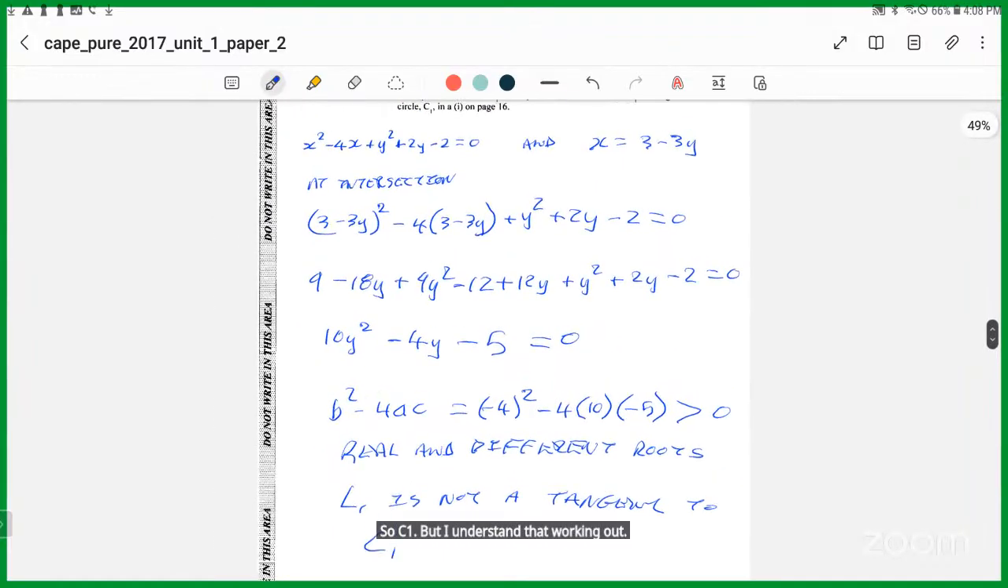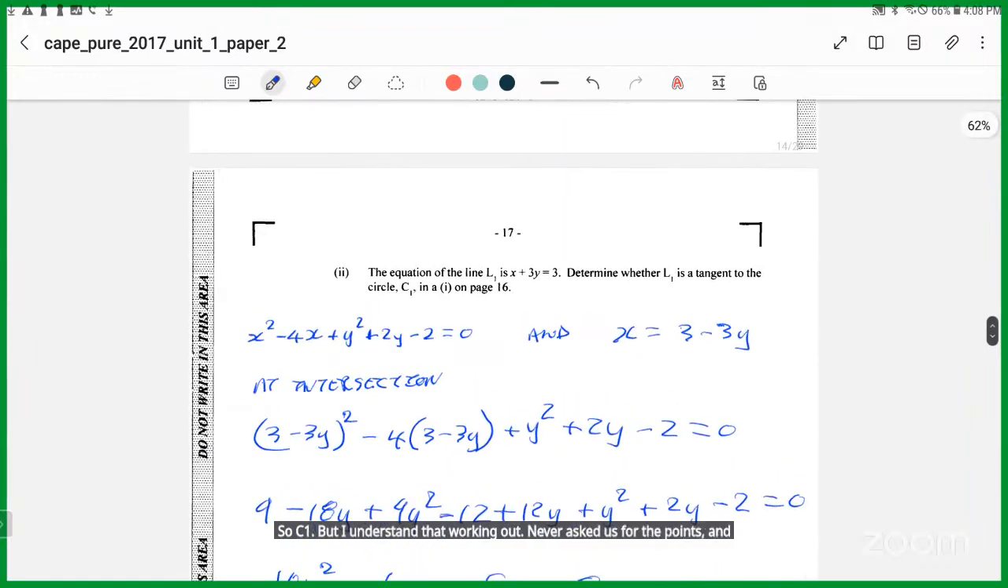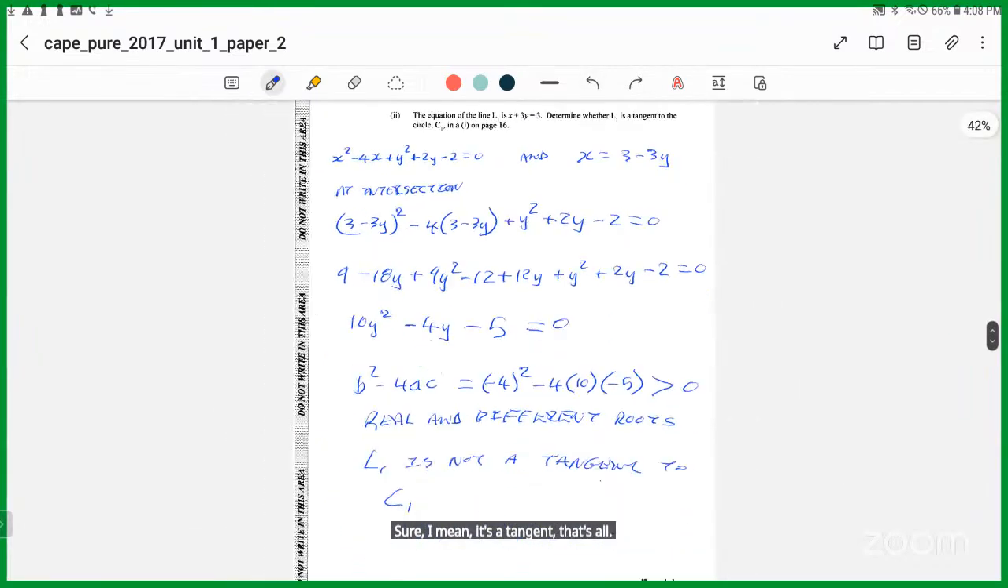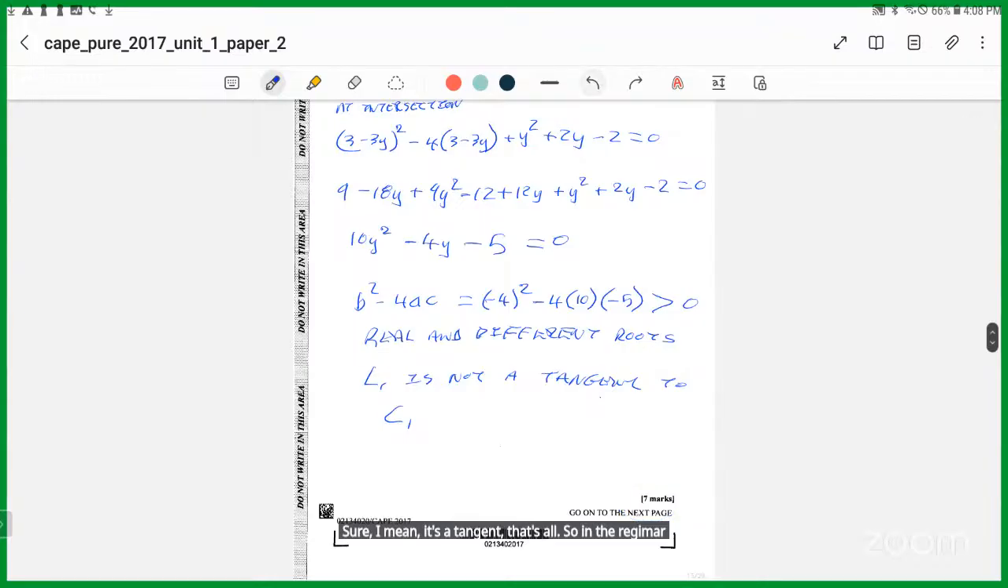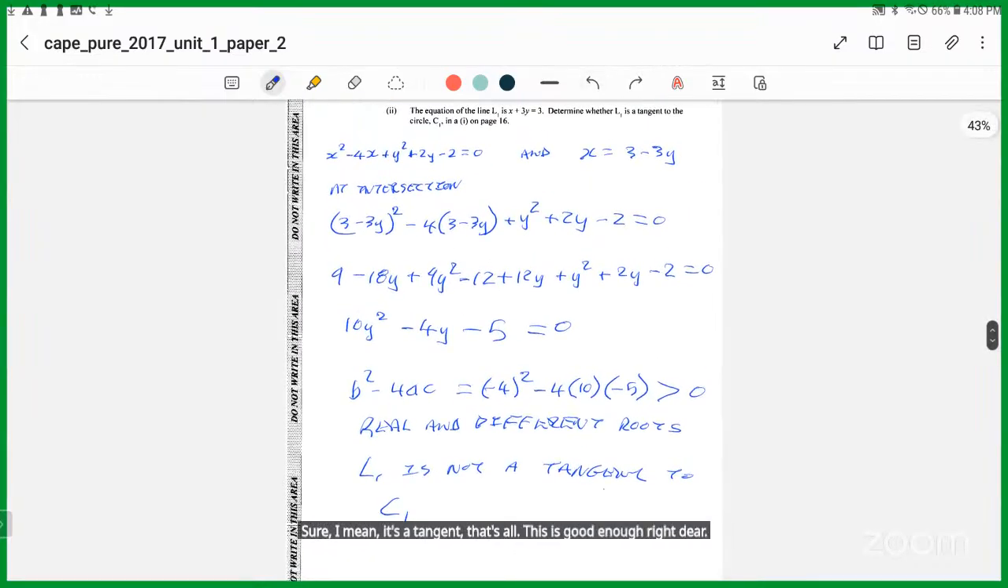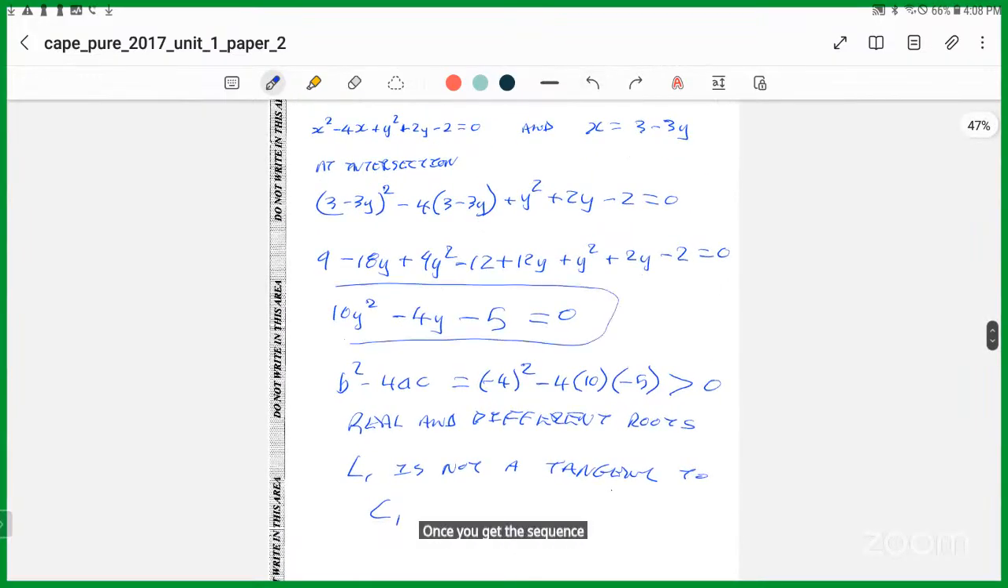But understand that working out: they never ask you for the points, they just say determine if it's a tangent. So even though they give a lot of space and 7 marks, you don't have to work it out. This is good enough right here. Once you get this equation that will give you the roots, you don't have to actually solve it. You just need to find the nature of the roots.